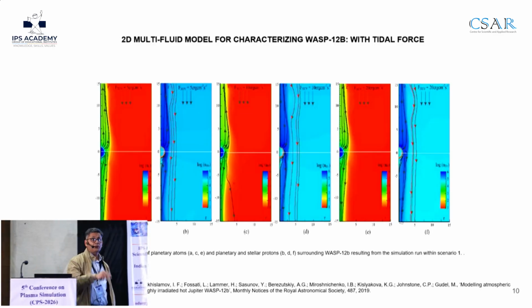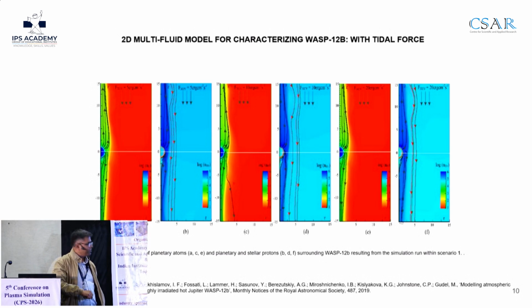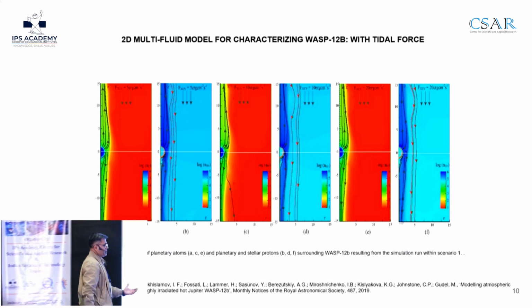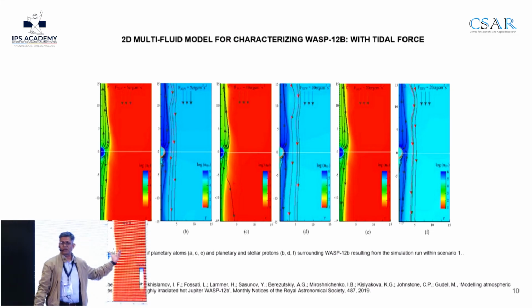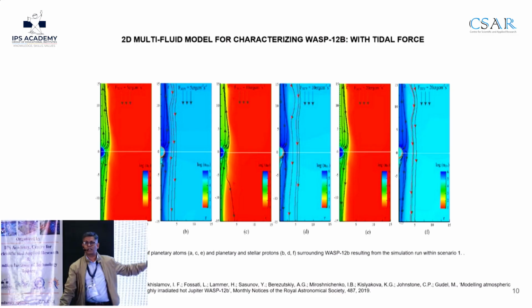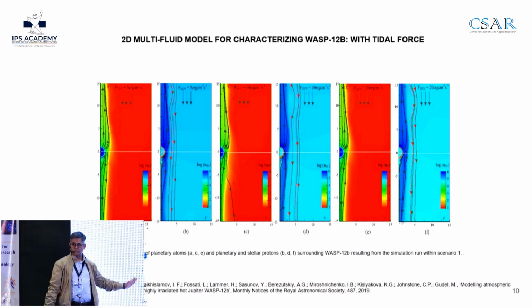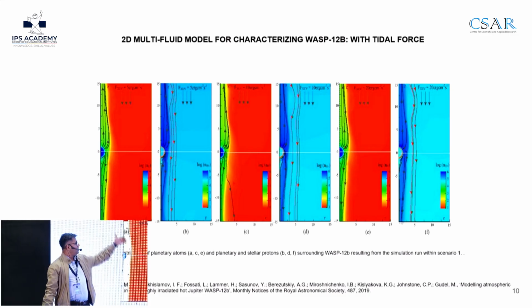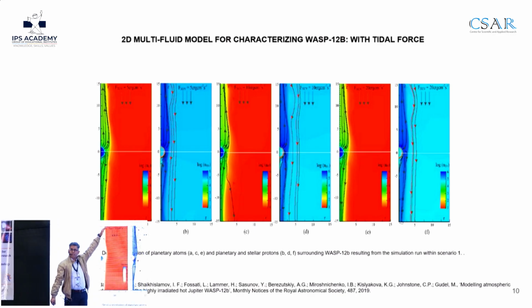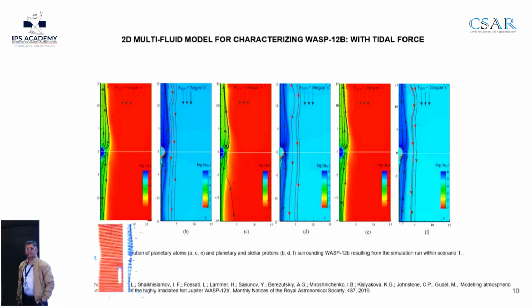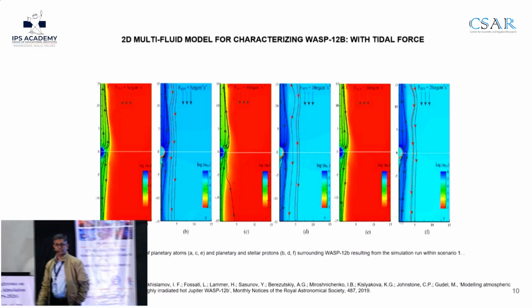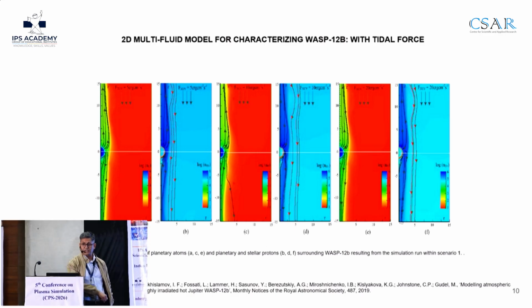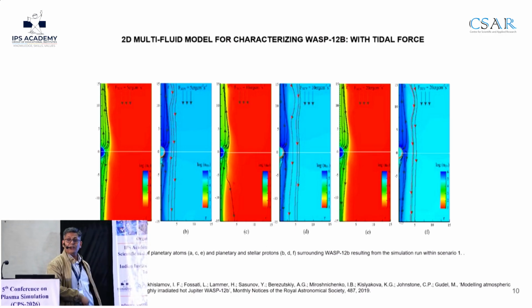We started with the 2D multi-fluid model. What you see here is that we have taken cylindrical geometry. Considering the symmetry of the geometry, we have only modeled half of the simulation box. The planet is sitting at the center of the geometry, and the star is sitting on the top. We ran different sets of simulations depending on the XUV radiation. We started with solar type XUV radiation, then considered 2 times solar type XUV radiation, and then 4 times.